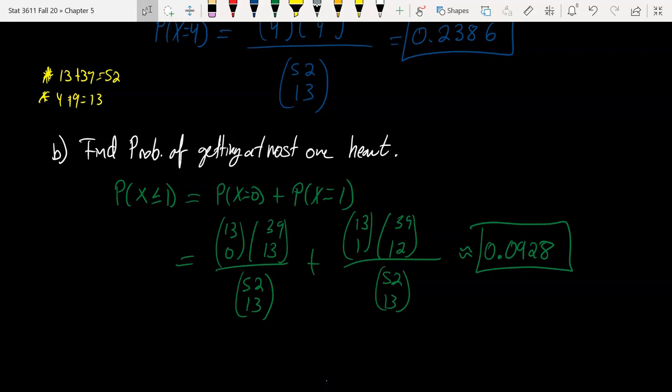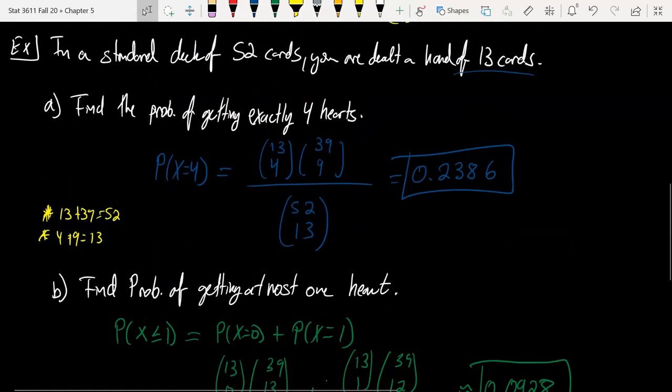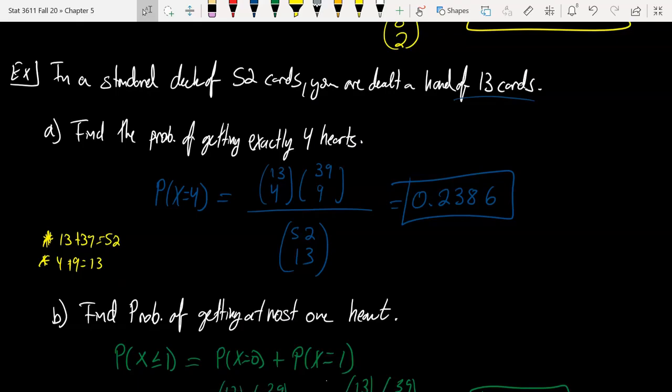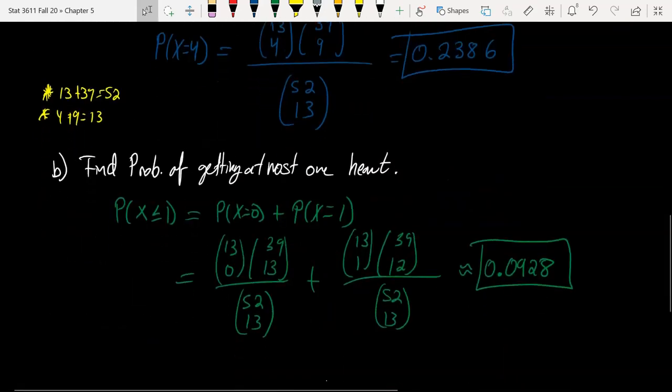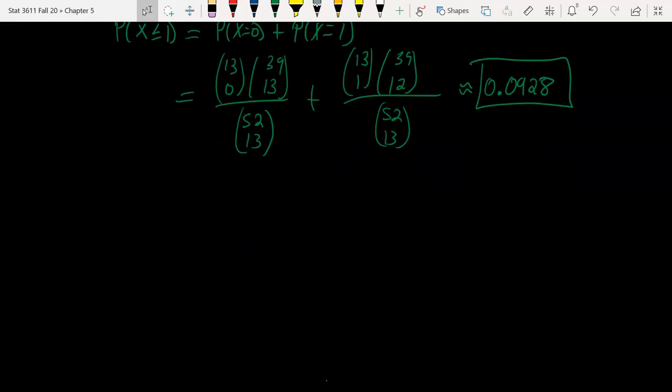All right, let's talk a little bit about a more generalized version of the hypergeometric distribution here, also known as the multivariate hypergeometric distribution. I'm just going to tag along off of the last example we did in the previous video. In a standard deck of 52 cards, you were dealt a hand of 13. Let's find, how about the following?